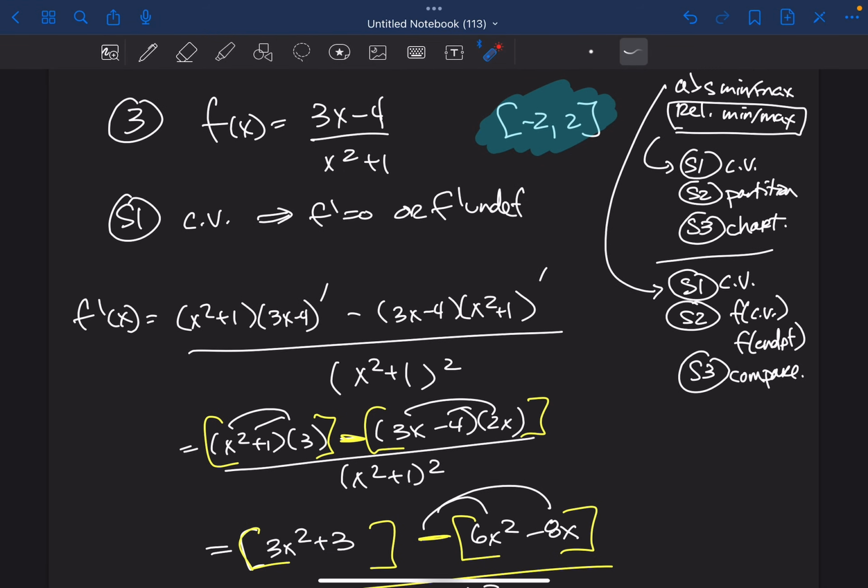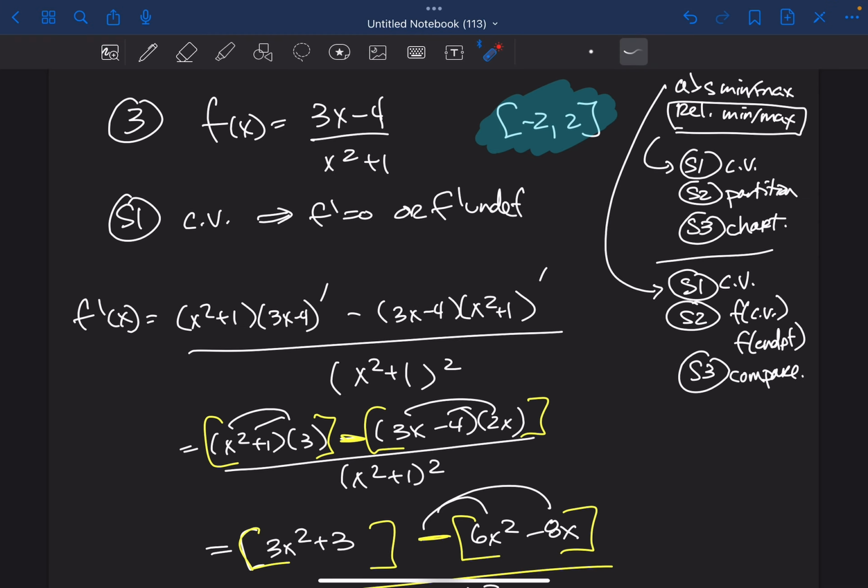Now we're on to our second problem, number 3. Let me make sure it's recording. Yes. Okay, so we have f of x is equal to 3x minus 4 over x squared plus 2.